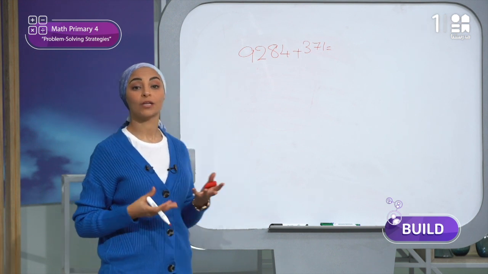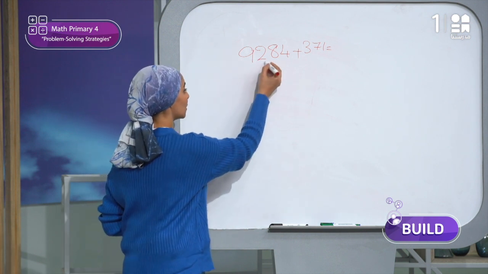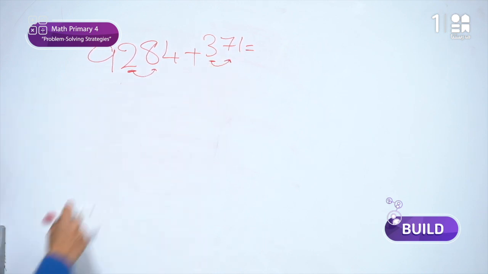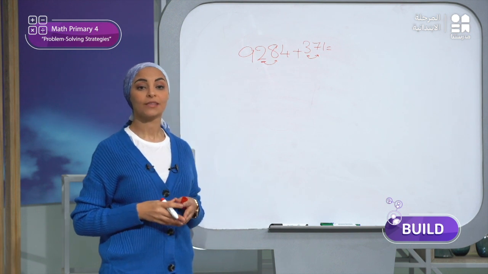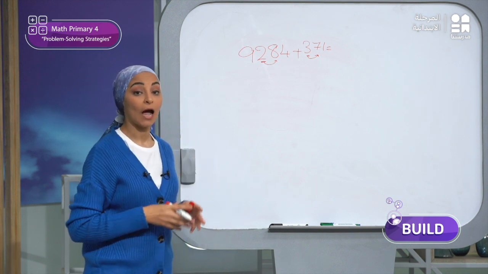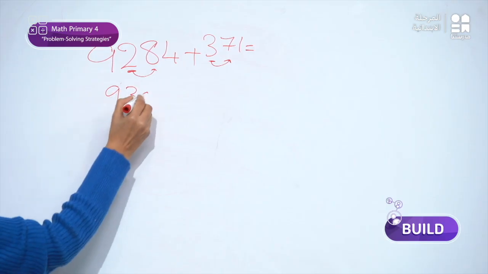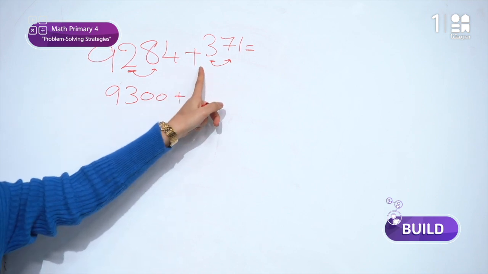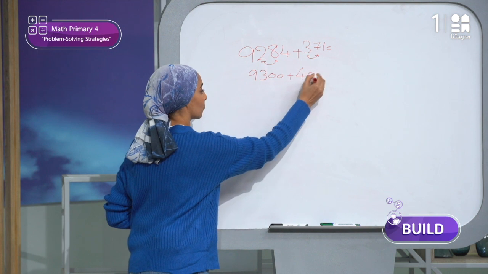Now, if we round each number to the nearest 100, I will circle the 100 and look at the next digit, like you see here. Then I will round each one to the nearest 100. 9284, I will round it to the nearest 100 to be 9300. When I round 371 to the nearest 100, the answer will be 400, right?